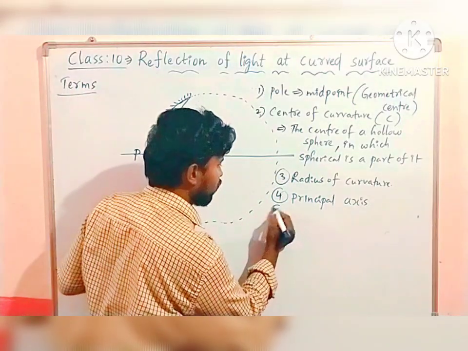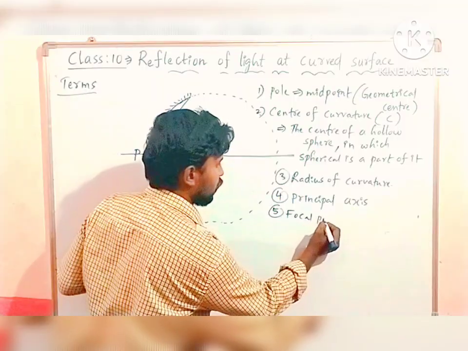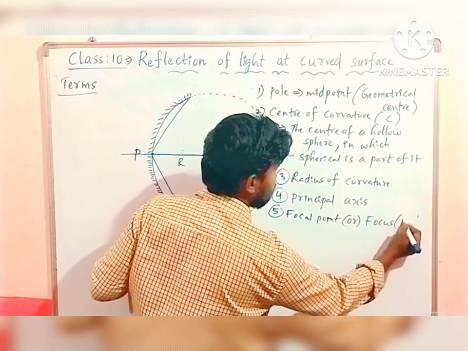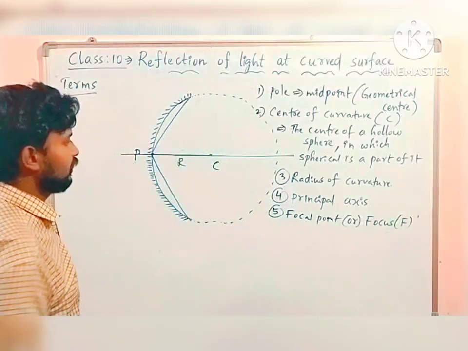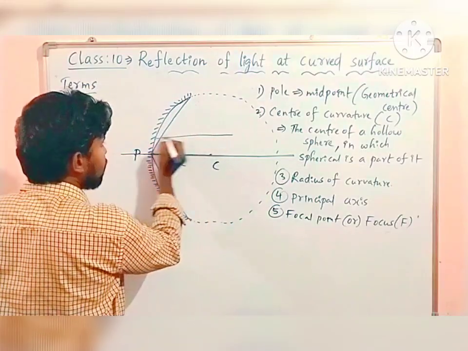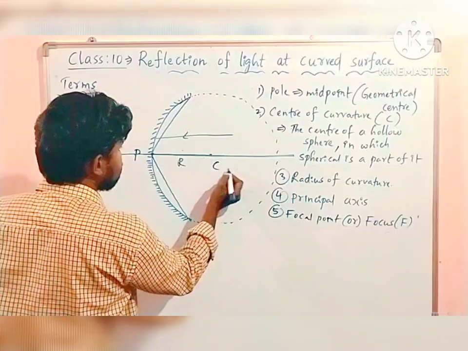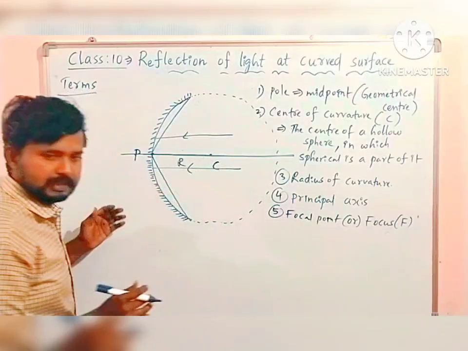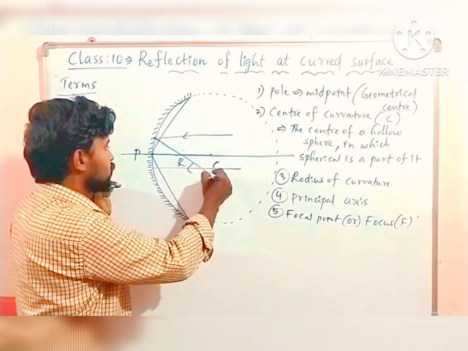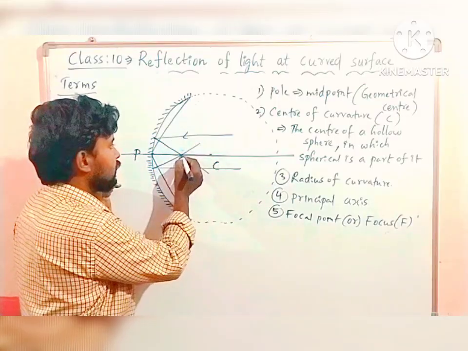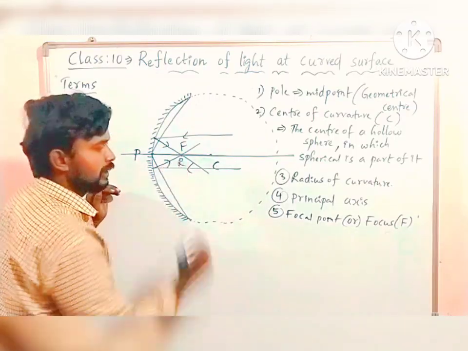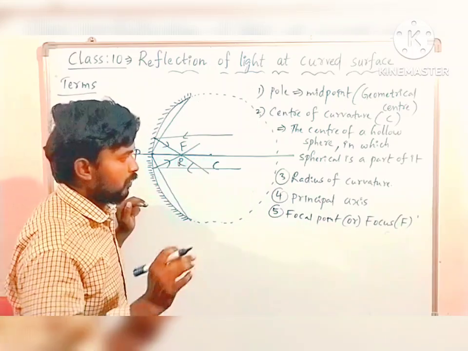Next thing is, what does focal point mean? Focal point or focus is denoted with the letter capital F. Capital F ante meaning ఏంది? When a parallel beam of light rays falls on a mirror, after reflection it converges at one point. This converging point, capital F, is called the focal point or principal focus.